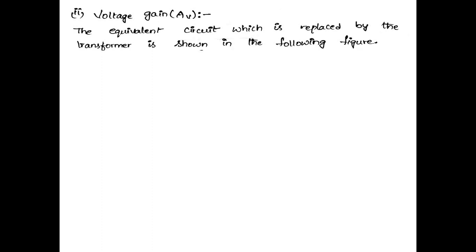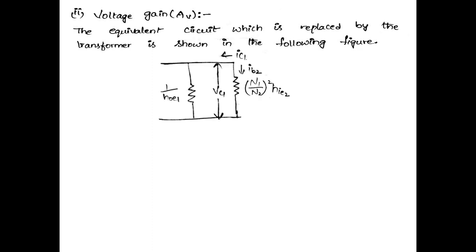and let us draw the equivalent circuit by replacing the transformer. This is the formula: V naught equal to... in the earlier discussions we have already come across this formula while we were discussing the transformer. This is ZL. ZL can be replaced with the basic formula (N1 by N2) whole square into HIE2.